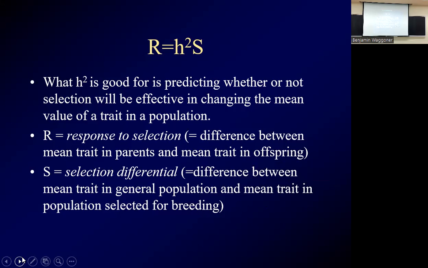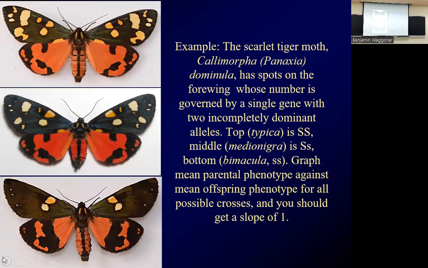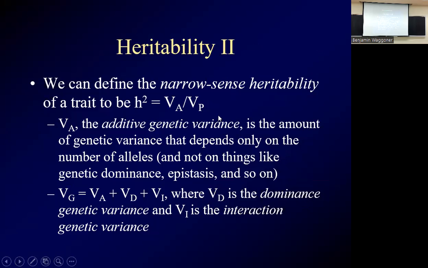I might actually have dropped out a slide here. But yeah, if we take that narrow sense, okay. I did? Let's see, okay. All right, V sub A divided by V sub P. The additive genetic variability divided by the total variance is something called narrow sense heritability, and we abbreviate that as lowercase h squared.